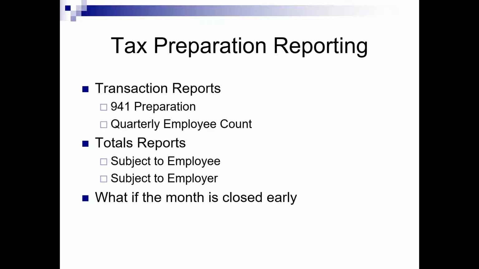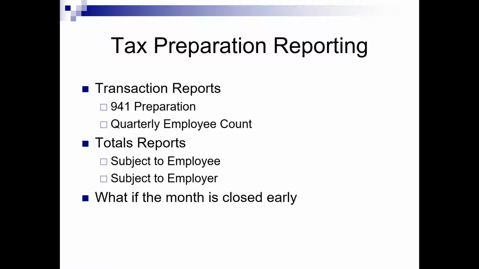Now, as far as preparation reporting, and actually the screenshot that I just showed you, that's on page 1 of the handout. The preparation reports, there is a 941 preparation report and a quarterly employee count. These run off the transaction files. There is also a totals report, a subject to employee, employer, and then another report that we can run if you've already closed the month but you haven't started to run any of your quarterly reports.